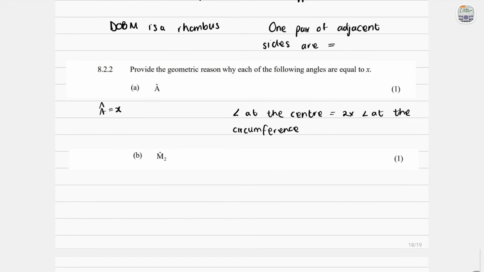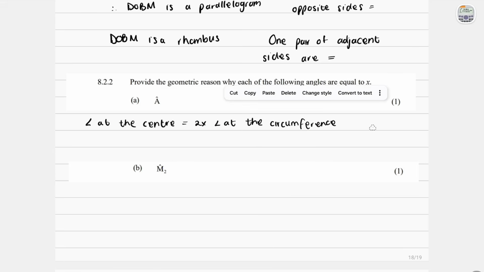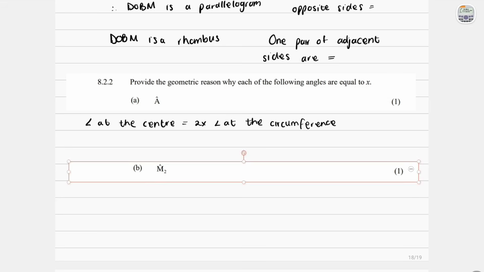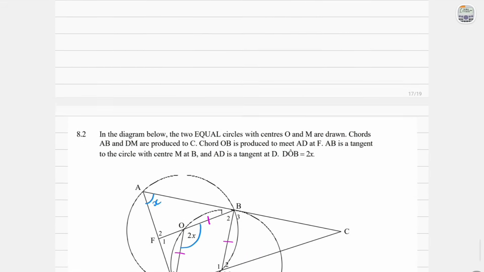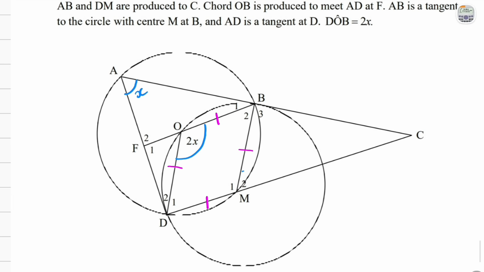The next one is angle M2. I noticed that I'm actually stating these things, but they didn't ask us to state this. They just want reasons. They're already telling you these are equal to x. You just need to tell us why. So why is angle M2 equal to x? Angle M2 is over here.